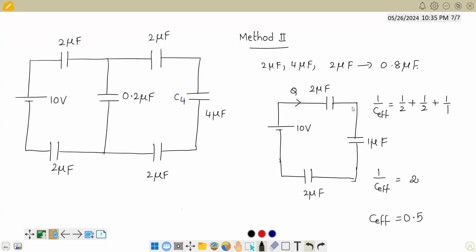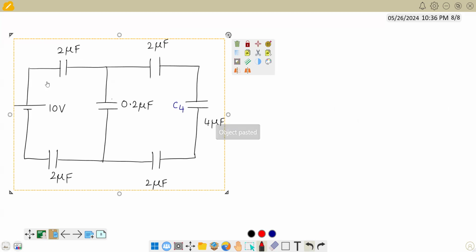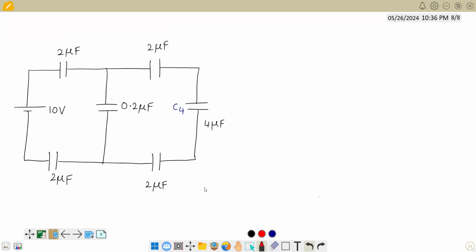Once you get C effective of this entire thing as 0.5, let us find what Q is. Q equals CV, so 0.5 into 10. So you'll get 5 microcoulomb. So we finally understood that 5 microcoulomb charge would be flowing in this circuit. So let us see here. 5 microcoulomb will start, 5 will go here, 5 will go here.